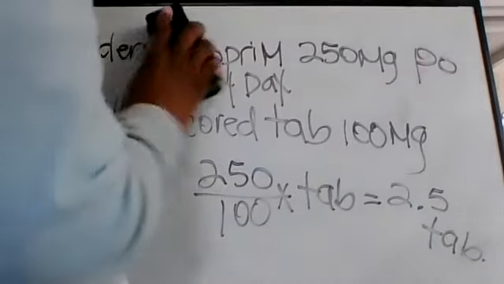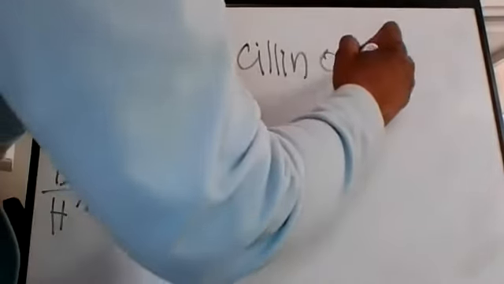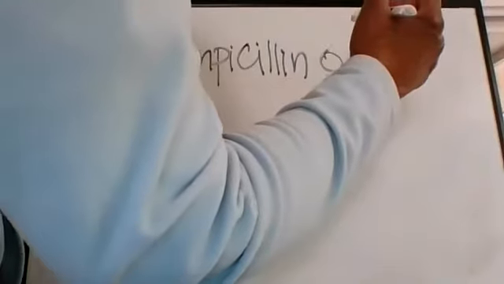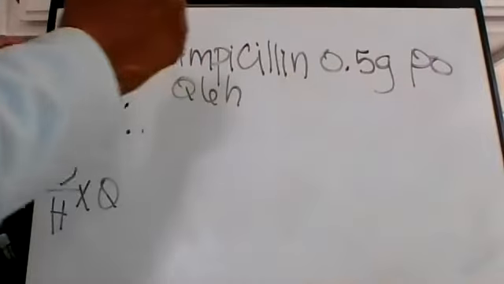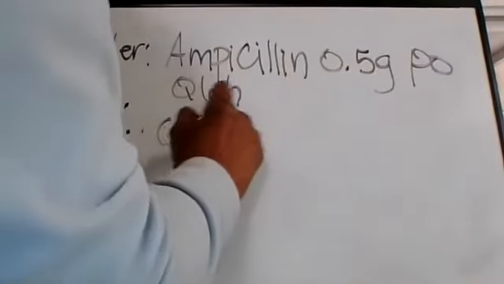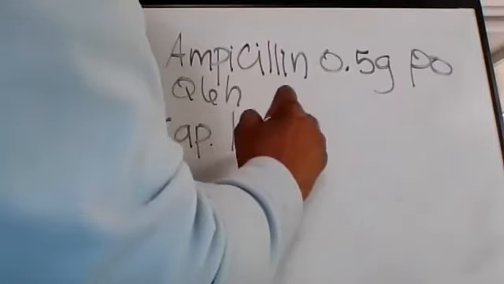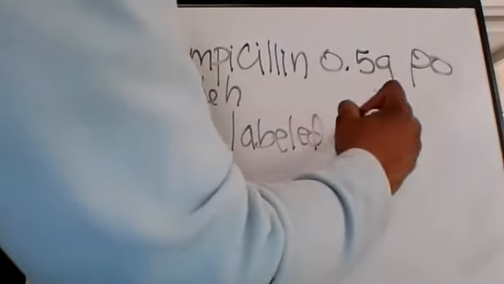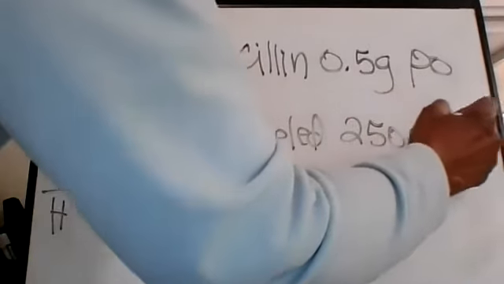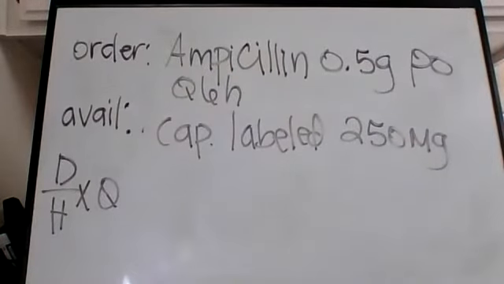All right. A few more to go. All right, this is Ampicillin. Ampicillin, 0.5 grams PO every 6 hours. What we have available are capsules labeled 250 milligrams. Okay, you can pause for a second and work this one out.